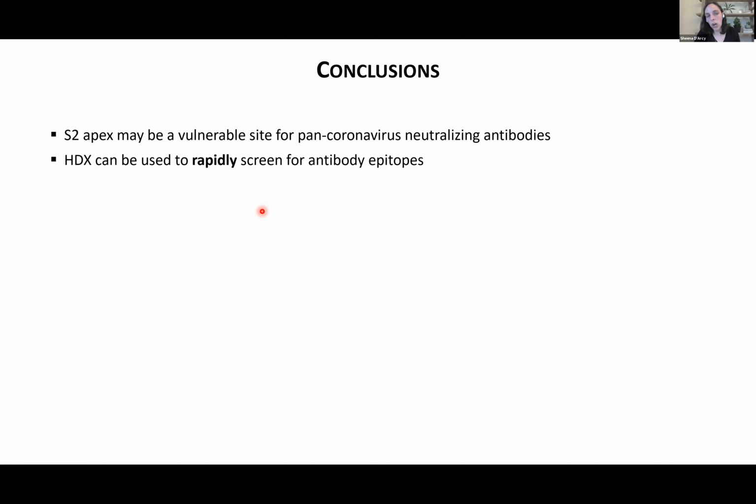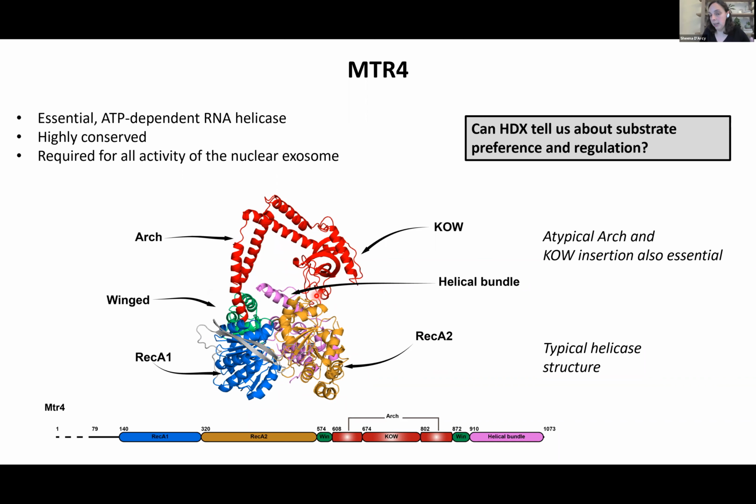Now, this is the structure of MTR4. This is the apo structure, but there are several structures available, including one with RNA in the active site. It has this core domain down the bottom, which is a very typical helicase structure with these REC-A1, REC-A2 domains. This is where all of the exciting catalytic enzyme activity happens. At the other end of the protein, we have this atypical domain as far as helicases are concerned, where we have this arch and this KOW or FIST domain.